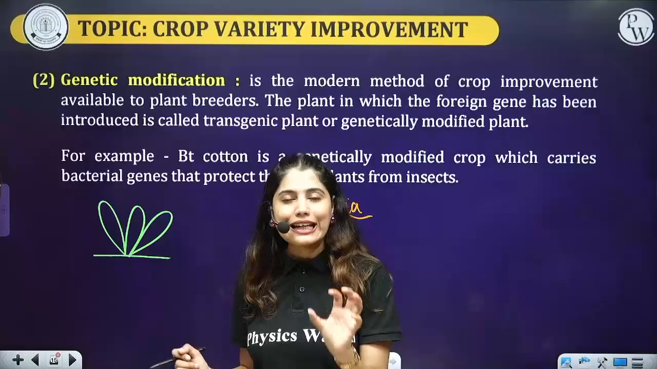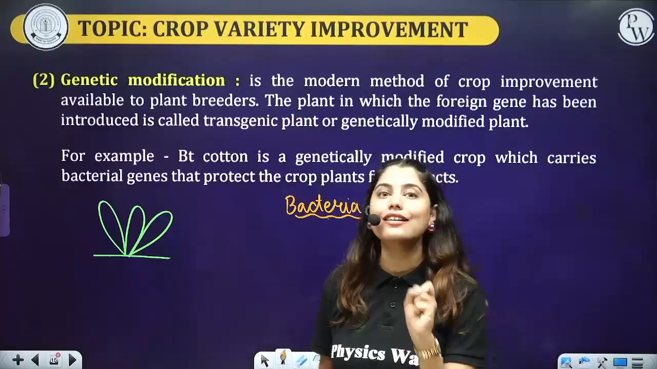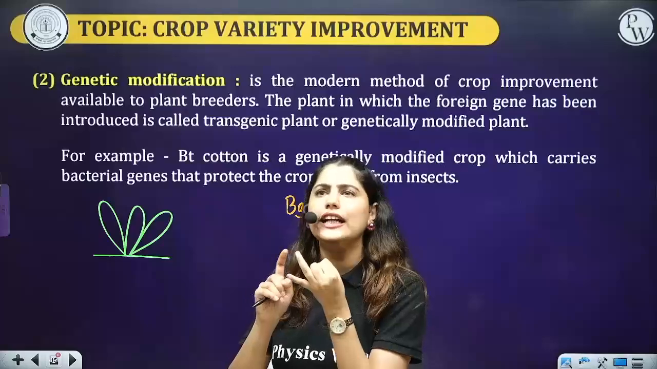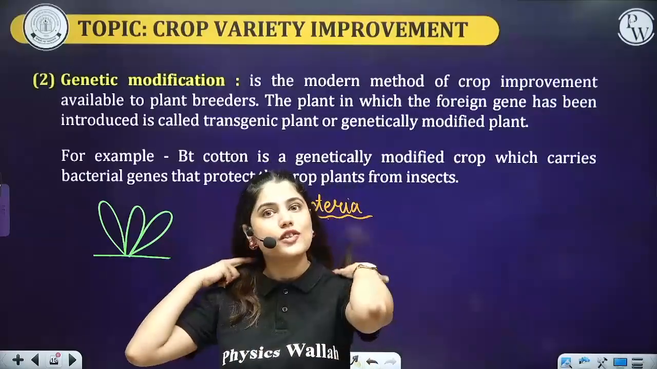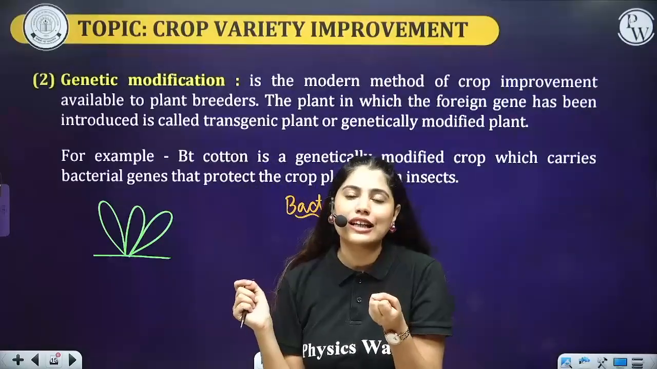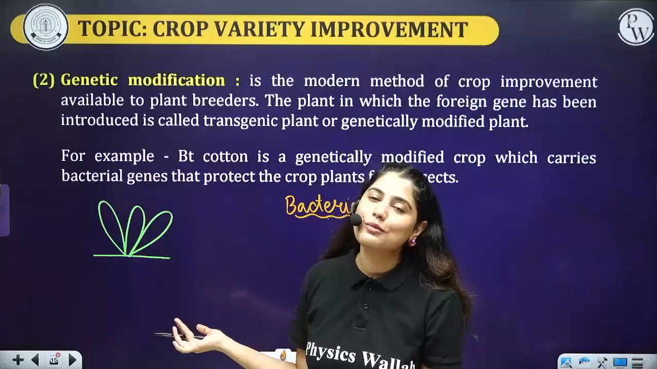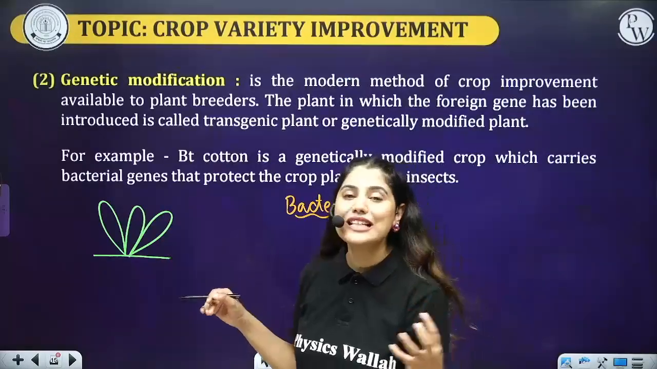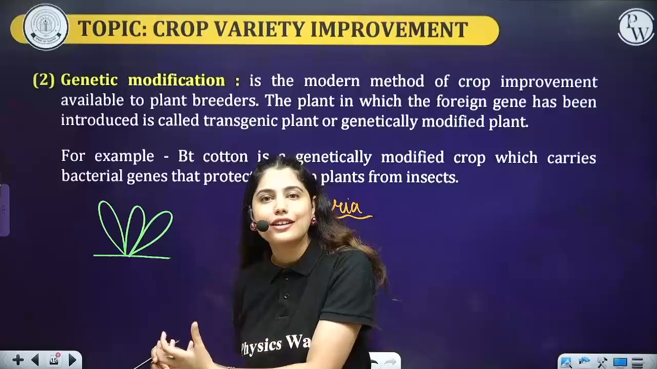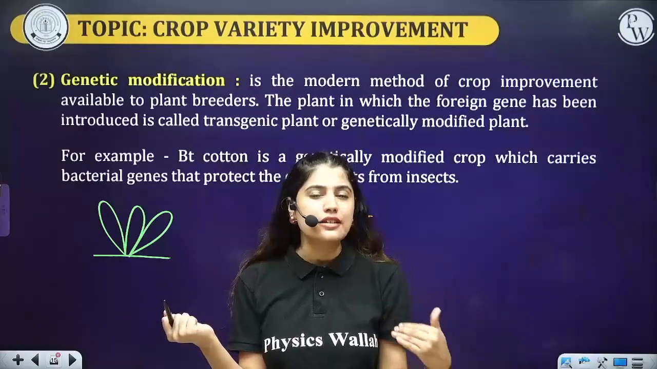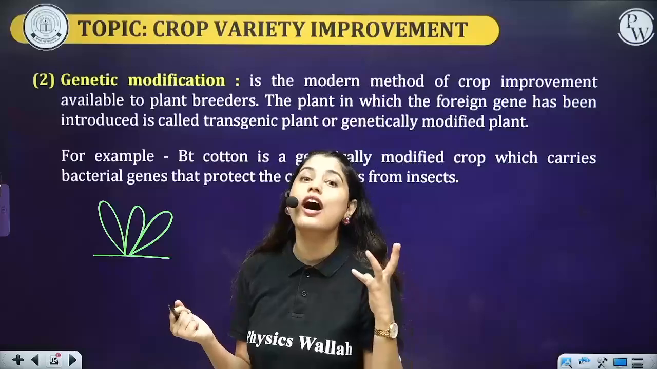If I want any quality, let's say I want a high yield, or pest resistant, disease resistant, I'm going to take that DNA and put it in the plant. Now the plant will also have that quality. So basically the DNA controls the characters. So if I want a particular character, I should be inserting that particular gene inside the plant, right?